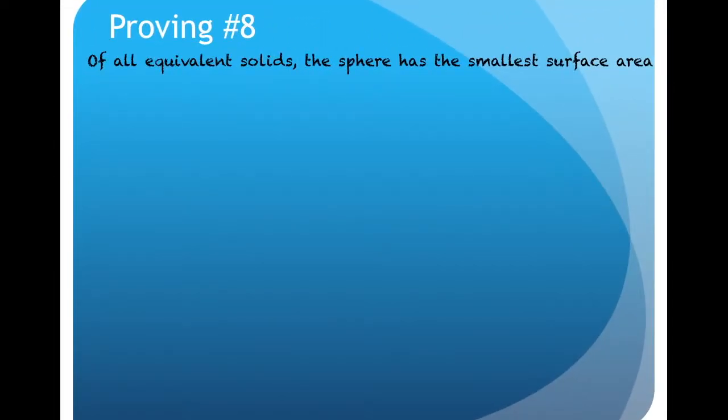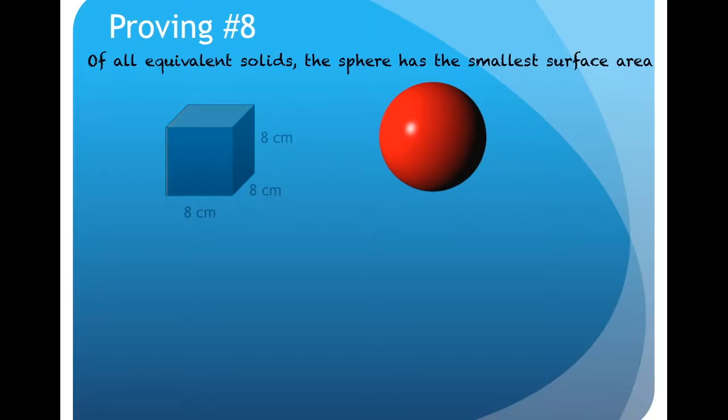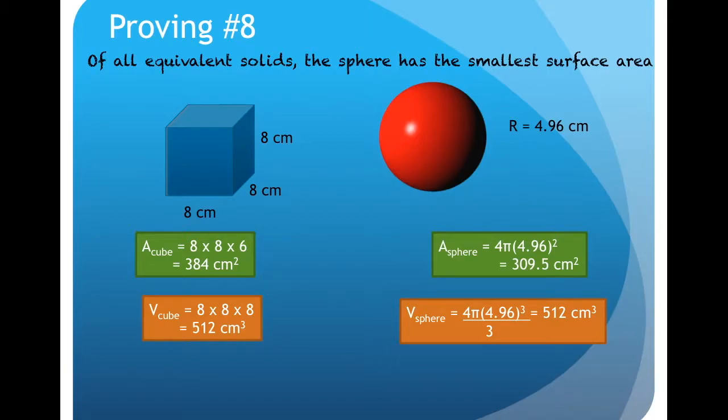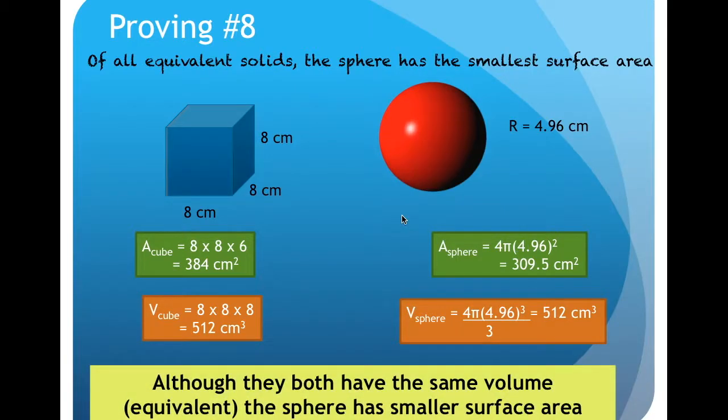Number 8 says of all equivalent solids, so any solid, rectangular prism, pyramid, whatever, the sphere has the smallest surface area. So here's a cube and here's a sphere. Here are some dimensions again for you. Let's first check to see if they have the same volume, meaning are they equivalent? Yes, they are equivalent. Let's check their area. The sphere, sure enough, has the smaller surface area than the cube, and this will be the case for all solids. So even though they both have the same volume, the sphere will always have the smallest surface area of any equivalent solid.